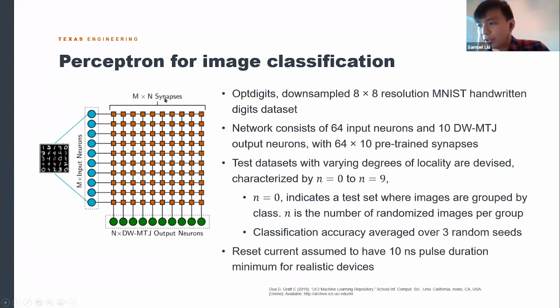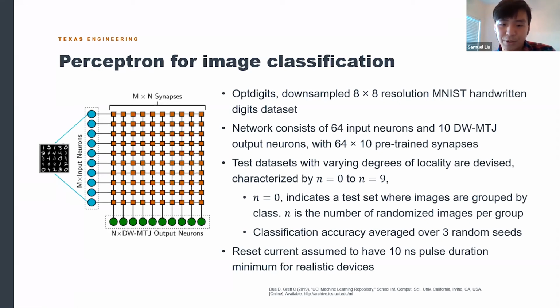So a bit about the network and the task. The data set used for inference testing is the OpDigits data set, which is the MNIST handwritten digits data set, downsampled to 8x8 resolution. A single layer neural network, or perceptron, is constructed for classification and is comprised of 64 input neurons and 10 domain wall MTJ output neurons, along with 64 by 10 synapses for a fully connected layer.